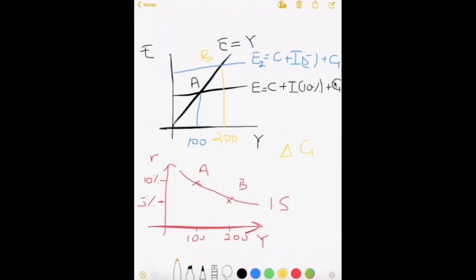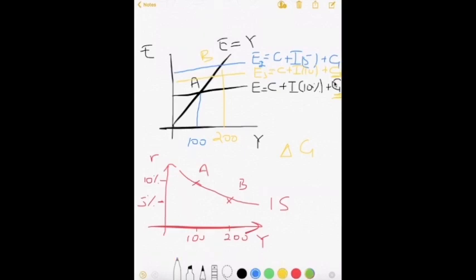What happens? If government spending increases, the value of this G over here increases. If the value of G increases, the value of E increases as well. And we come up with another value, let's call it E3 over here, and it's going to be representing C plus investment. It's still going to be 10%, but now government spending is different. It's G1. This G is different. So when this increases and moves up, what happens is that there is another equilibrium over here that's called point C.